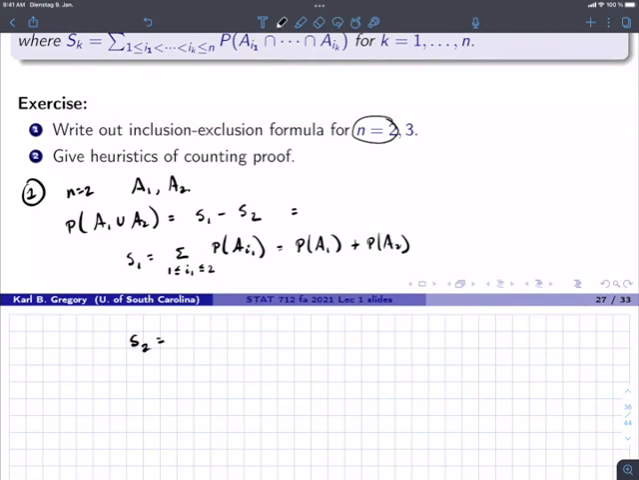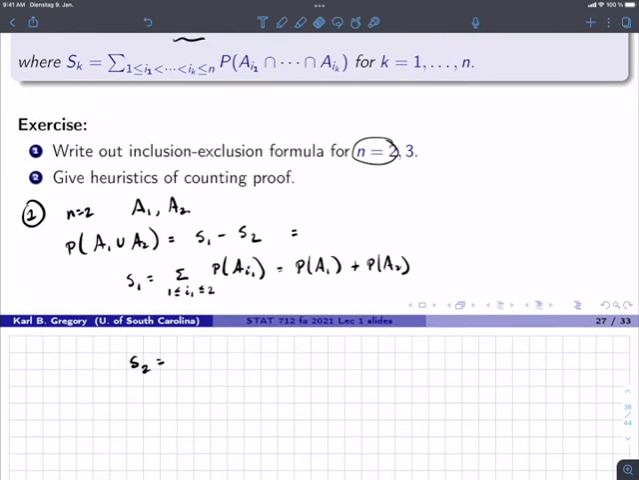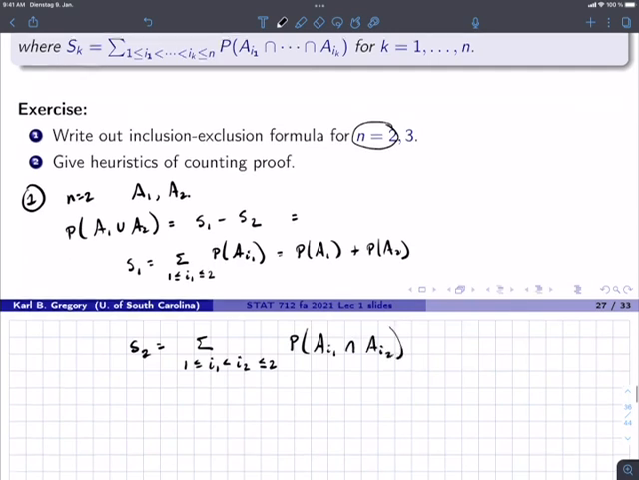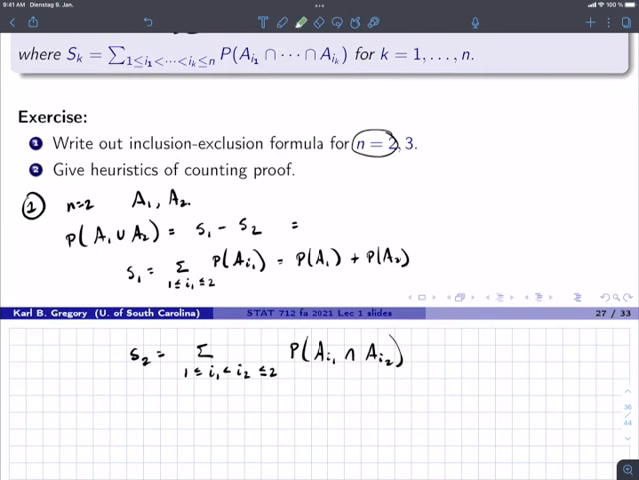Now S2 looks like a sum, and now I've got two of these little indices, I1, I2, up to n right here. My n is 2, so probability of A_I1 intersect A_I2. Now, there's only one possibility for I1 and I2. They have to be just 1 and 2. That's the only thing they can be.